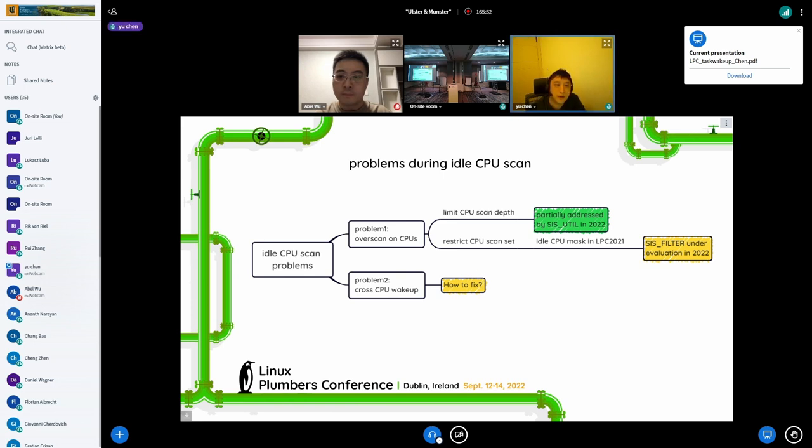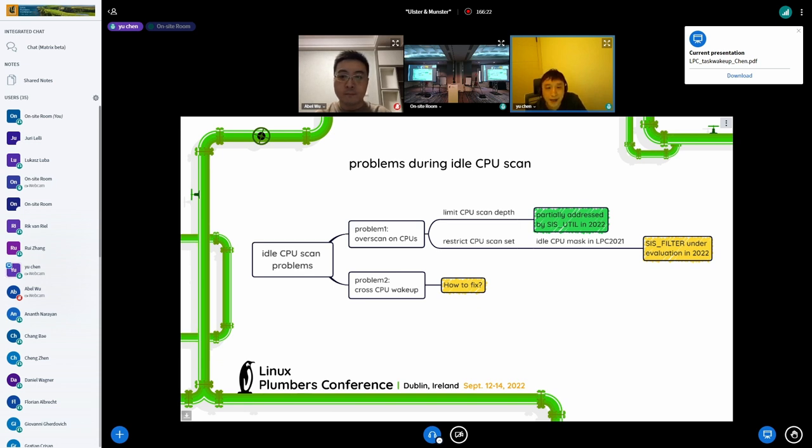So here is a brief introduction of the problems. The first problem is the scan wastes too much time searching for an idle CPU, especially when the system is overloaded. To mitigate this symptom, two approaches are proposed. The first one is the sysutil, which limits the scan depth based on the system average utilization. And it has been merged recently, so I will not talk about this in detail.